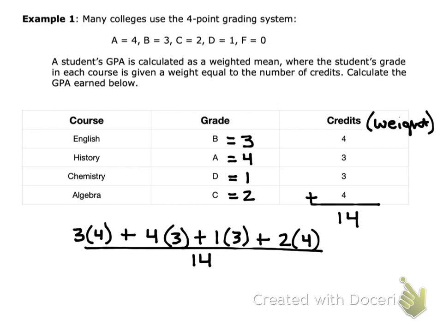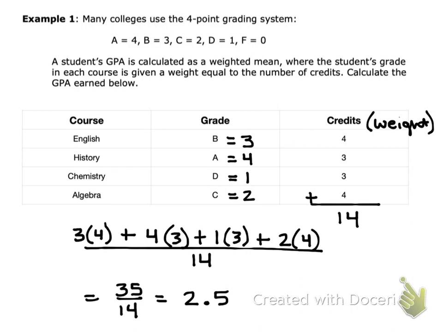So we have 12 plus 12 plus 3 plus 8. That gives us a total of 35 divided by 14. So this student's GPA would be 2.5. Now you can go calculate your GPAs. Isn't that exciting?